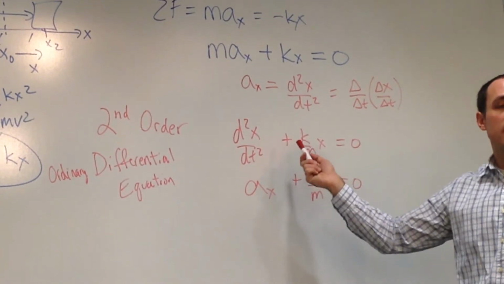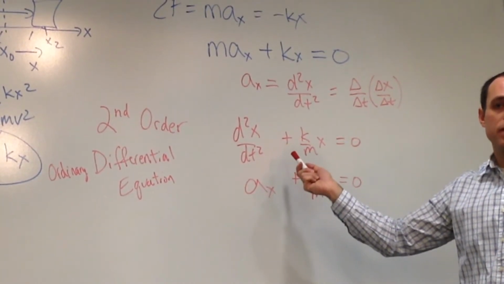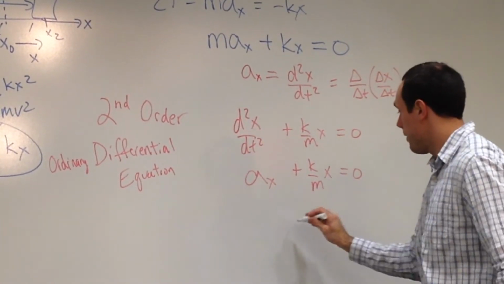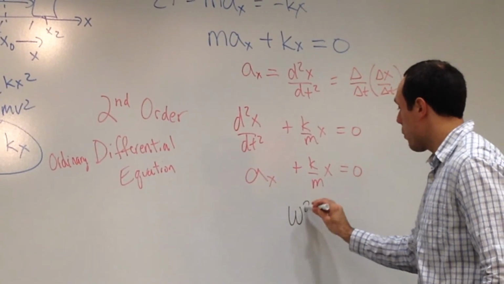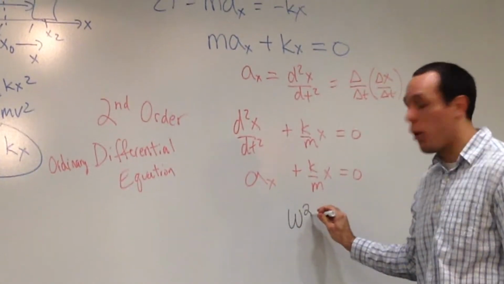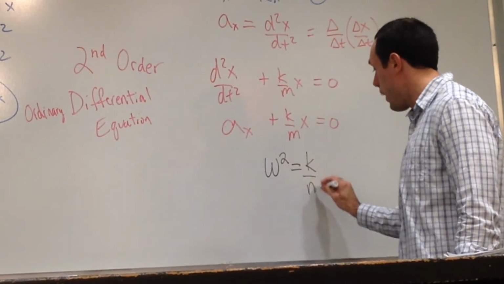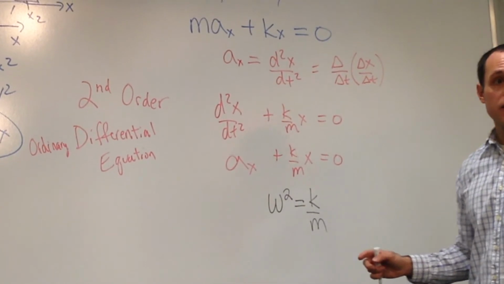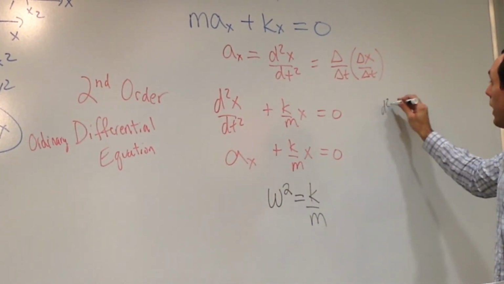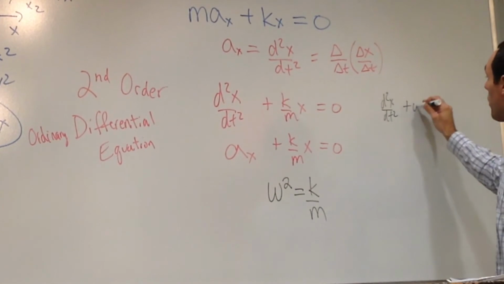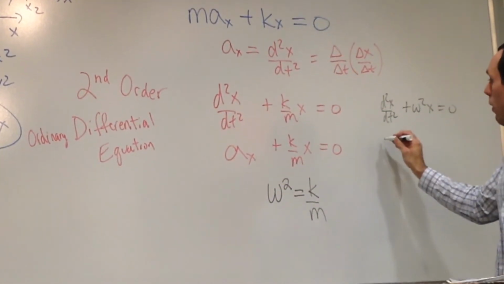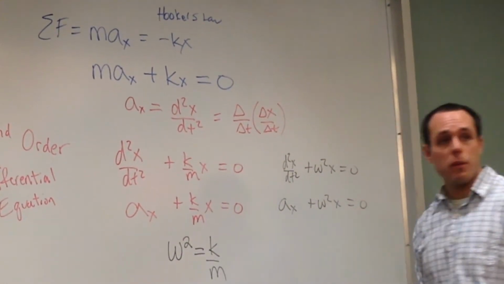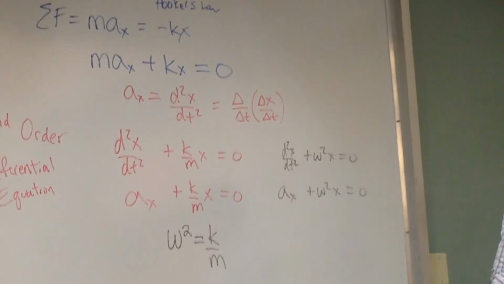The solution of any of these problems, well, before I give you the solution, let me define here that omega squared, I'm just putting in a new variable, I'm saying omega squared is equal to k over m. The spring constant divided by the mass. So I'm just replacing that. So my equation now is going to become the second time derivative of x plus omega squared x is equal to 0, or as we're used to it, the acceleration in the x direction plus omega squared x is equal to 0. Whichever way you feel more comfortable with.